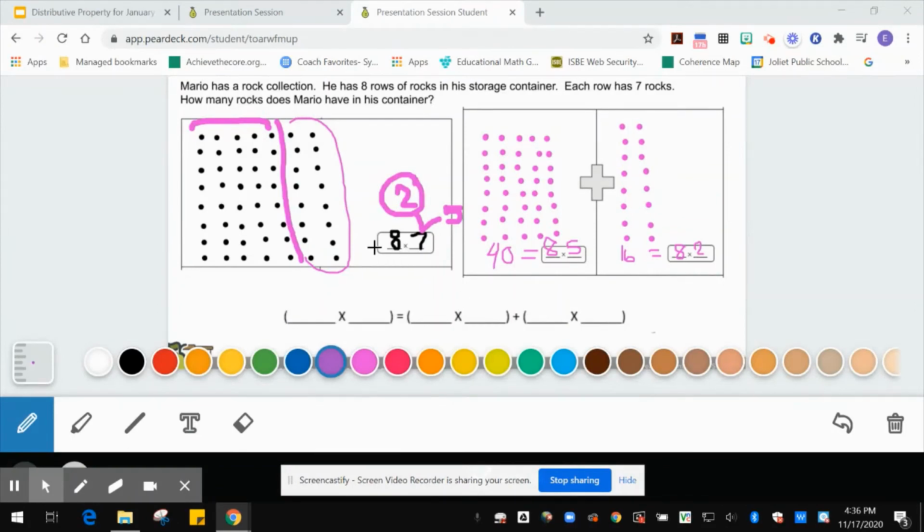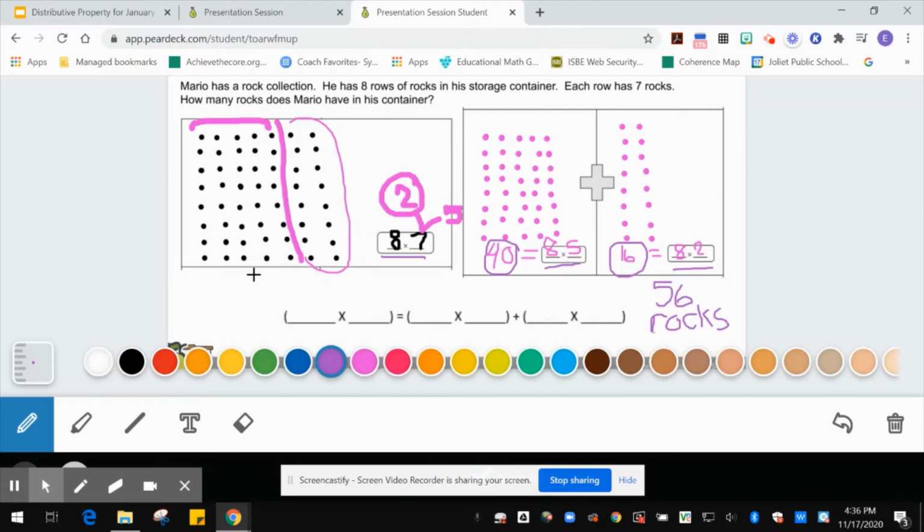The final step in solving the equation 8 times 7 is to think about the products that I got from those equations that I knew. So I would add 40 plus 16 to get 56. So Mario would have had 56 rocks in his collection. I did this by thinking about the equation I did not know, 8 times 7, and distributing it into equations that I did know, 8 times 5 plus 8 times 2.